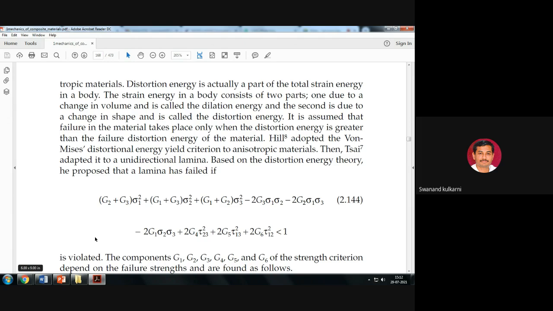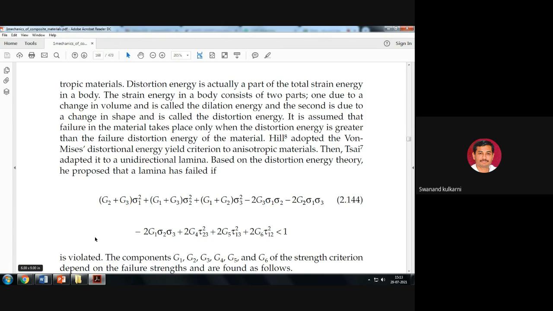So minus 2 G3 sigma 1 sigma 2, minus 2 G2 sigma 1 sigma 3, minus 2 G1 sigma 2 sigma 3, plus 2 G4 tau 2 3 raised to 2. Now here tau is used as a shear stress. That shear stress is in between direction 2 and direction 3, so this shear stress tau 2 3 concept is used. Then the shear stress in direction 1 and 3, that is tau 1 3, and the shear stress in direction 1 and 2, that is given as tau 1 2.